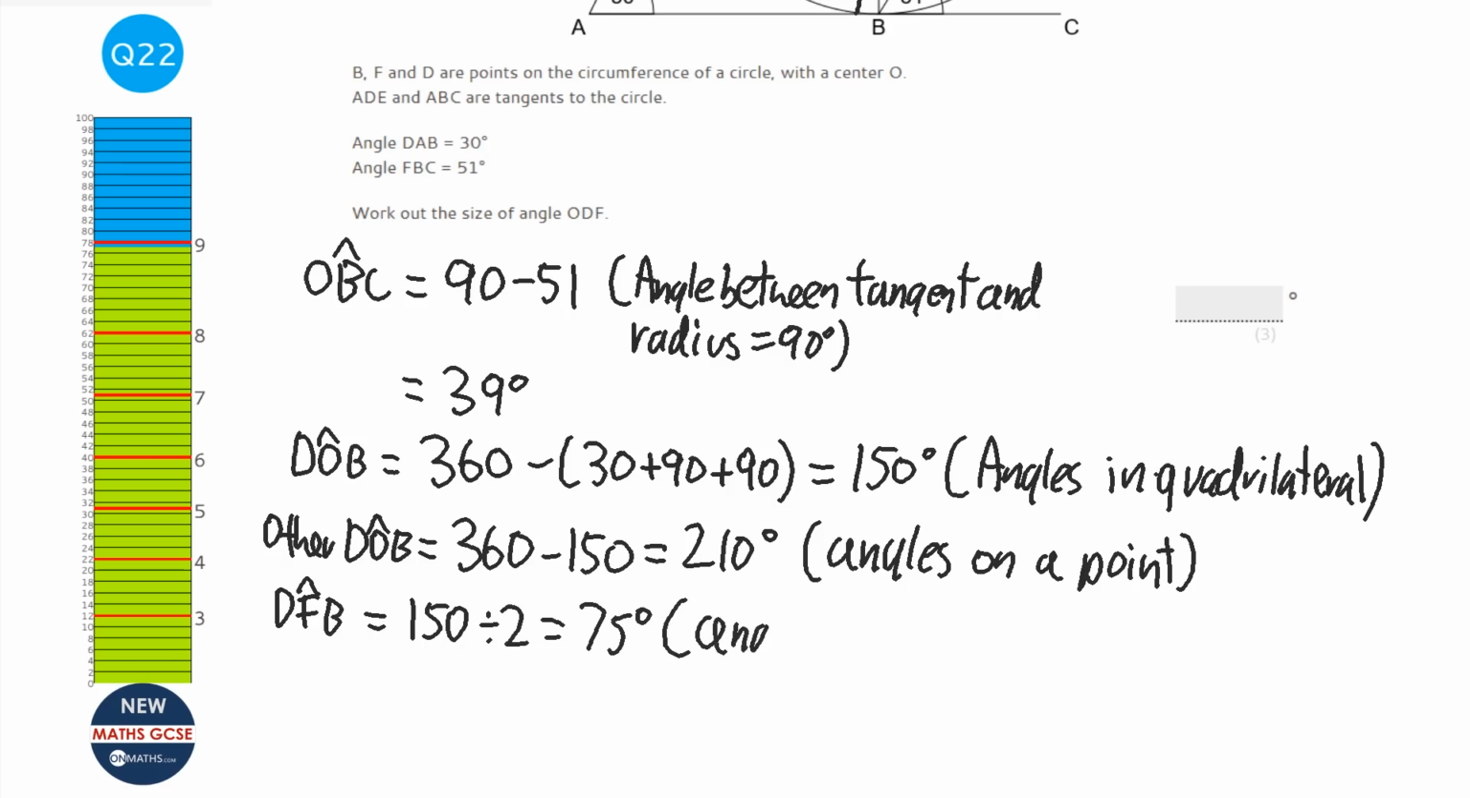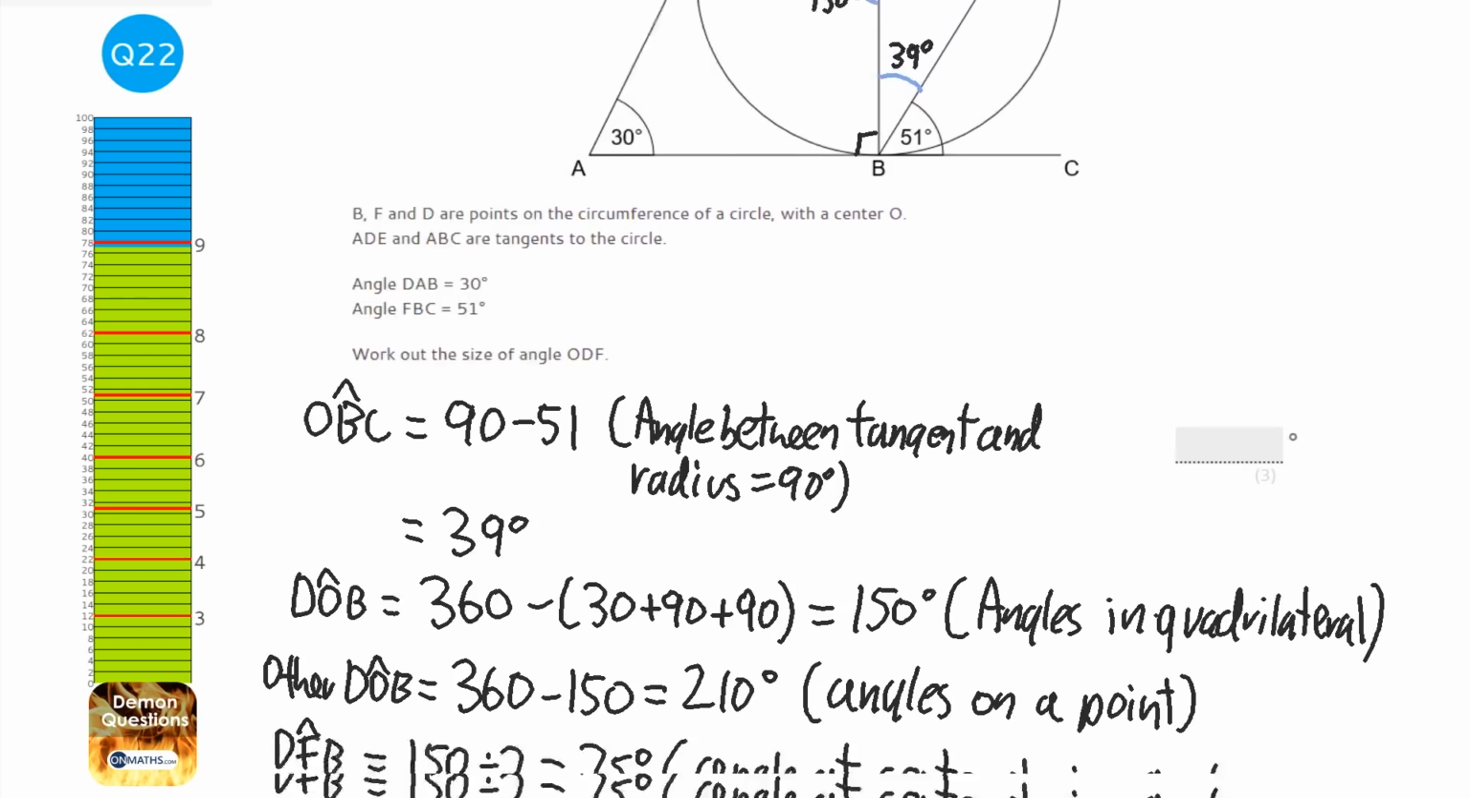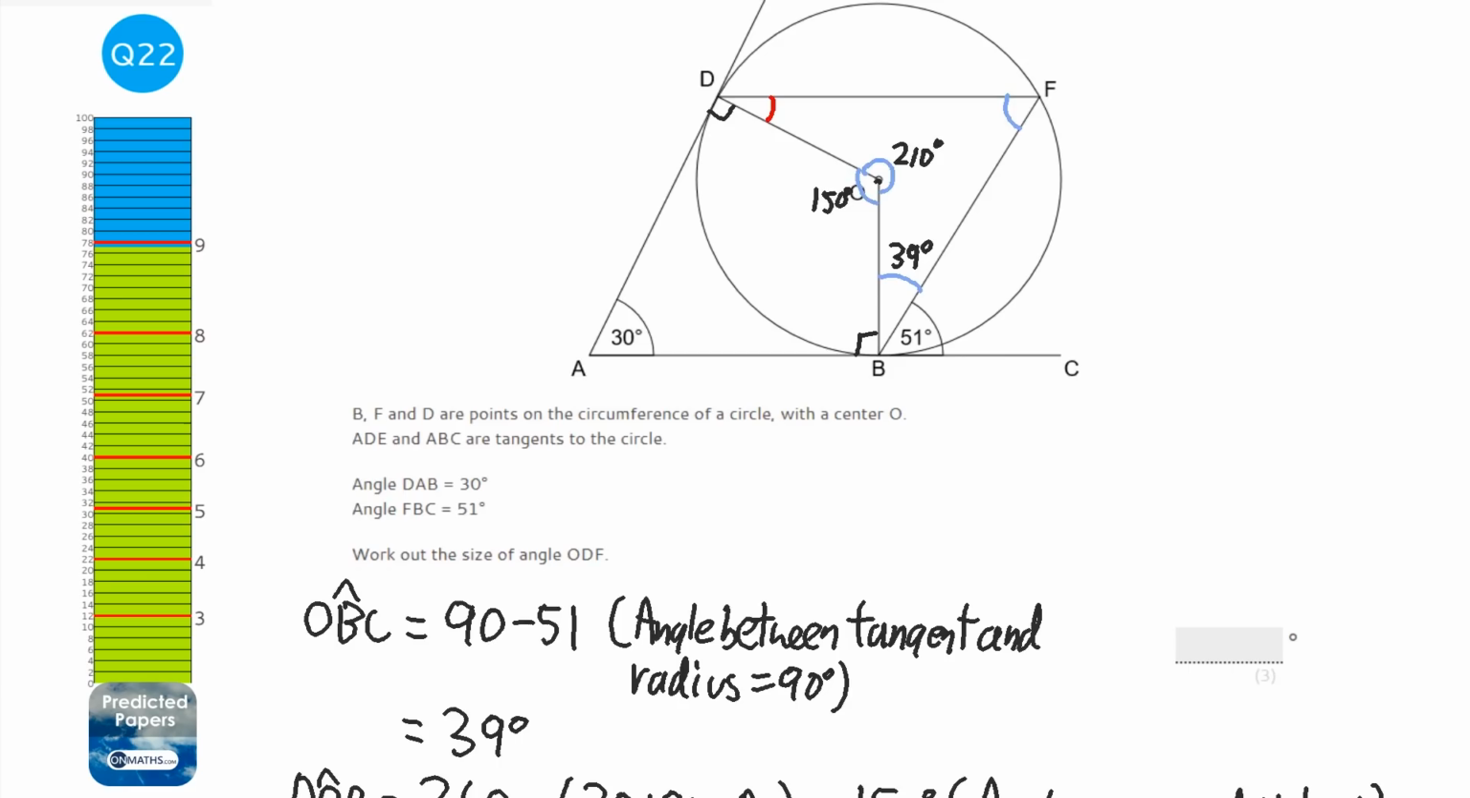So angle at centre twice angle at circumference. Now if your teacher's given you different ways of writing the circle theorems down, that's absolutely fine. There is no strict way of writing it down. So that's going to be 75 degrees.